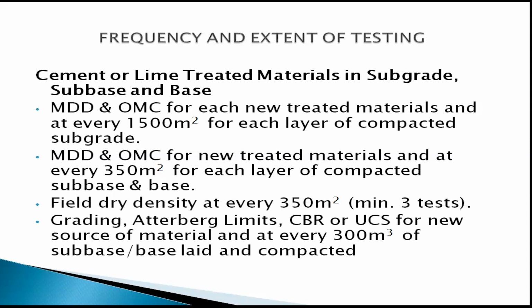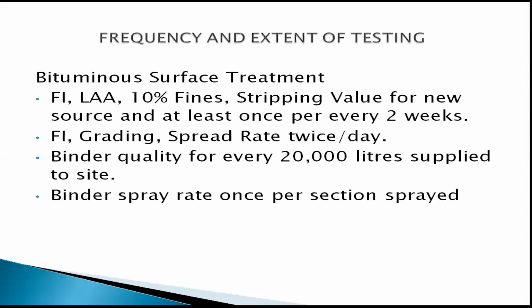So once compaction is done for an area of 350 meters squared, we need to check the field densities and the minimum test points within the area should be 3 points. We need to also check grading, Atterberg limits, CBR, or the UCS, that's the unconfined compressive strength for the stabilized material at every 300 meter cube of subbase and base laid and compacted.